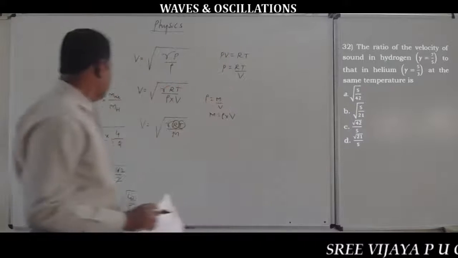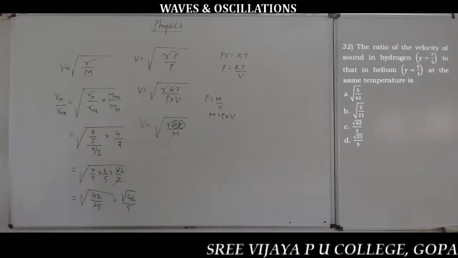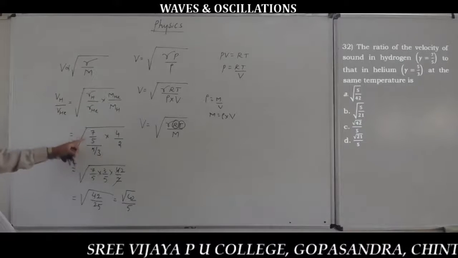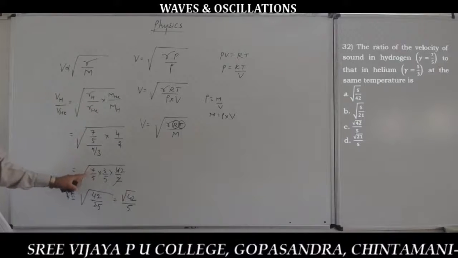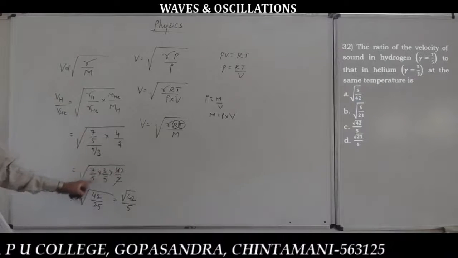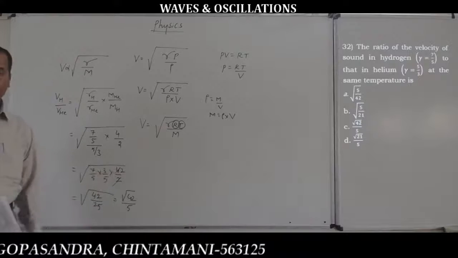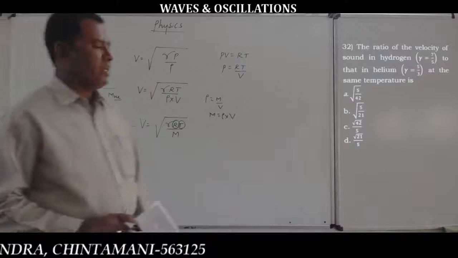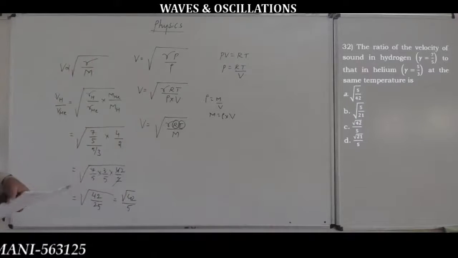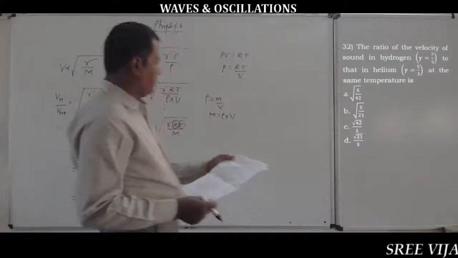For hydrogen gas, I have considered mass as 2 units, helium mass is taken as 4 units. Gamma for hydrogen is 7 by 5, for helium it is 5 by 3. Upon taking the reciprocal and multiplication, we get 7 by 5 into 3 by 5, multiplied by 4 by 2, it is nothing but 2. 7 into 3, 21. 21 into 2, we get 42. 5 into 5, 25. Root of 25 is 5. Therefore, we get square root of 42 by 5. So the correct option is C, square root of 42 by 5.